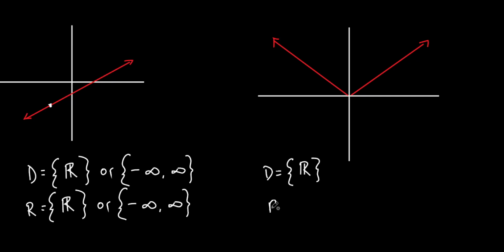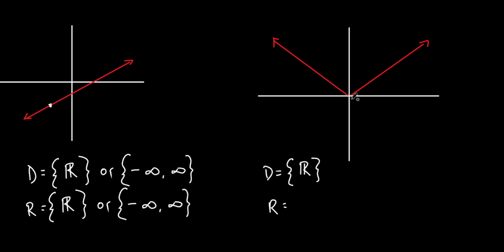What about the range though? The range is different. Can I go all the way up from zero, from the x-axis? Could I go all the way up? Sure, because no matter where I go here, I could keep going up, up, up forever and ever and ever. But what can I not go?